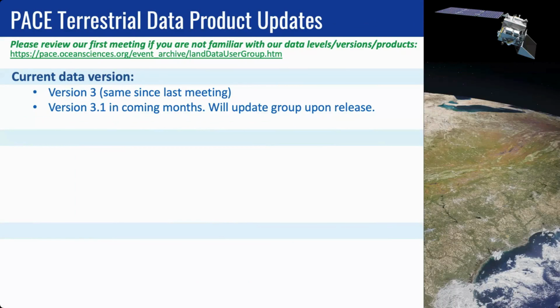Since our last meeting, what data updates have there been? We're still on the same version. We're on version 3 of our data. Our next data update is in the coming months. It's on the horizon. I will send an update to the group by email when it's ready.